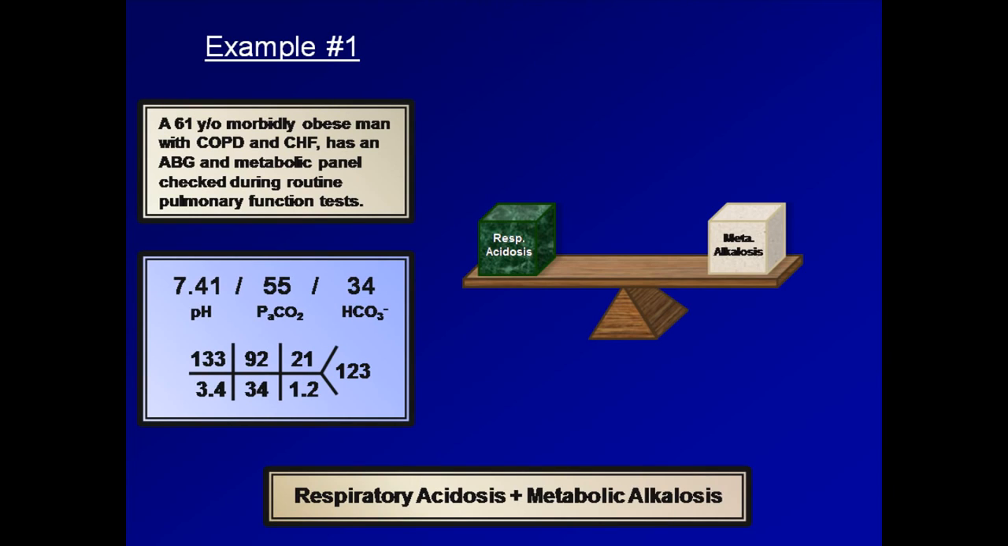What could be the etiologies of these disorders? Based on the very limited information provided, since the patient doesn't appear acutely ill, these etiologies must be chronic in nature. In this case, I would speculate COPD is leading to the respiratory acidosis, and diuretic use for the CHF is leading to the metabolic alkalosis.